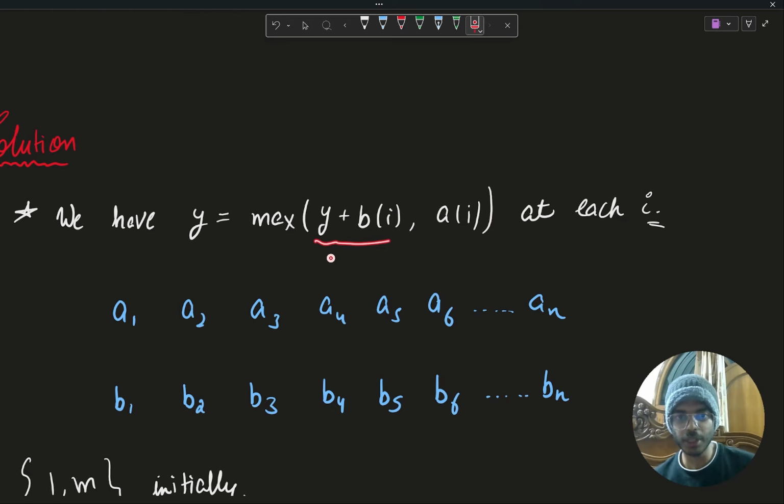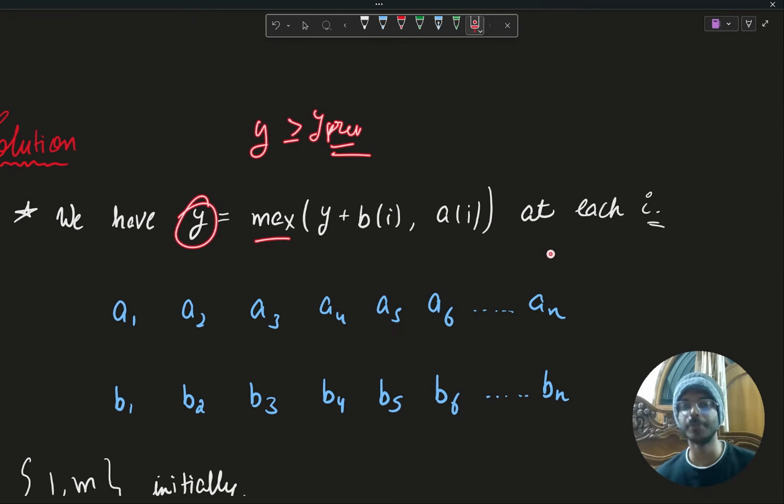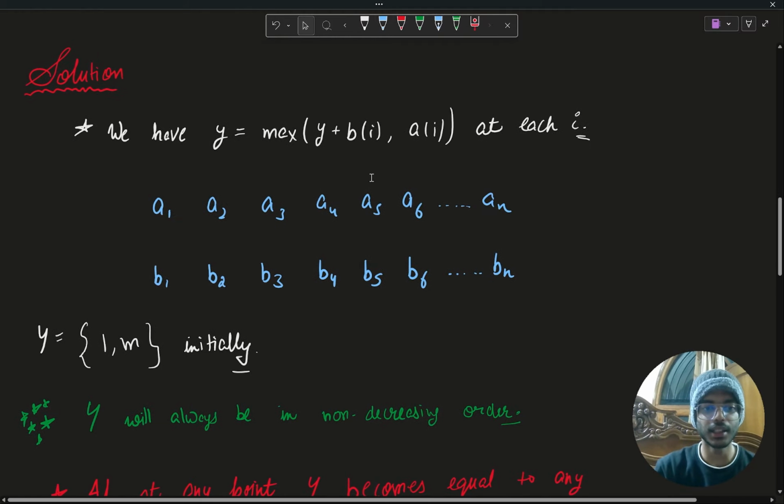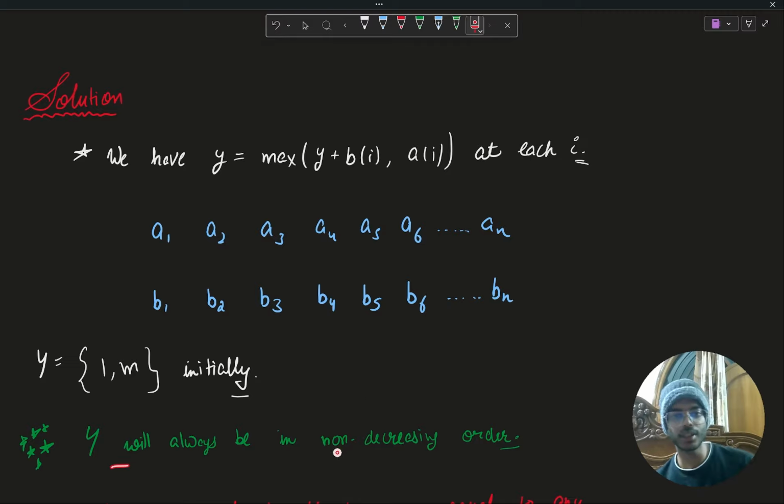Because this would be greater than or equal to y, and if it is smaller than a of i, then a of i would be added. And because we're taking max, this y would be greater than or equal to the previous value of y. So the y at index i would be greater than or equal to y at index i minus 1. In short, we can say that y will always be in non-decreasing order.